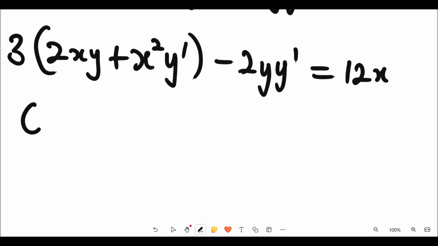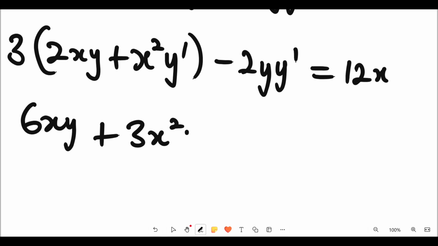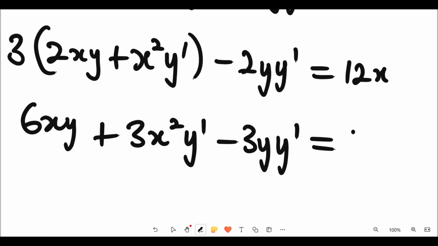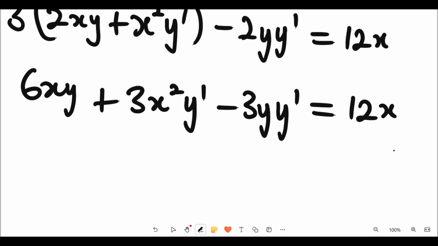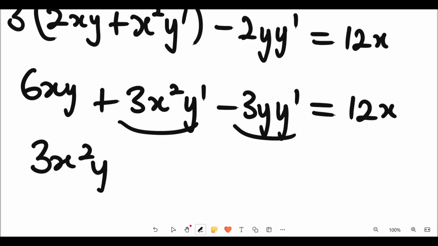So we can now multiply through by 3. We are going to get 6xy plus 3x squared y prime minus 3y y prime is equal to 12x. Now we are looking for y prime, which is dy/dx. So we group all the terms with y prime at one side of the equation.